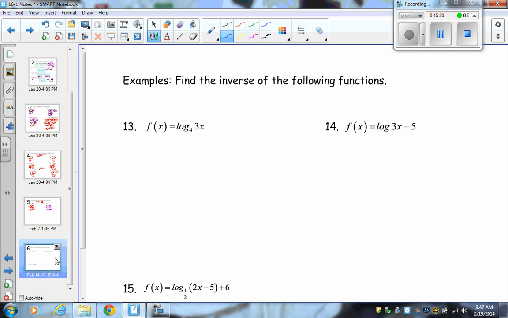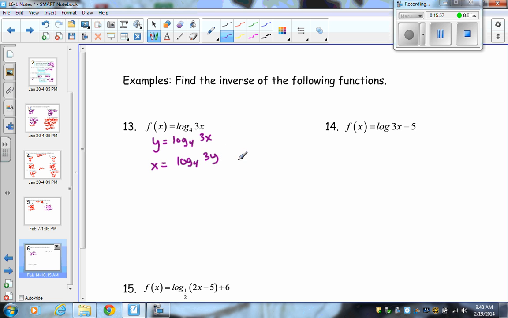And the last thing that we're going to be doing in this section is finding the inverse of logs. As we remember from earlier, to find the inverse, the first thing we do is switch our x and our y. So this is really just y equals the log base 4 of 3x. So I'm going to switch the x and the y. That's going to become x equals the log base 4 of 3y.